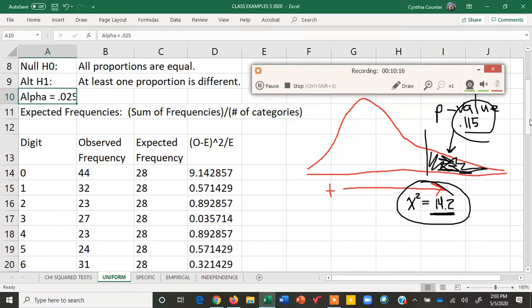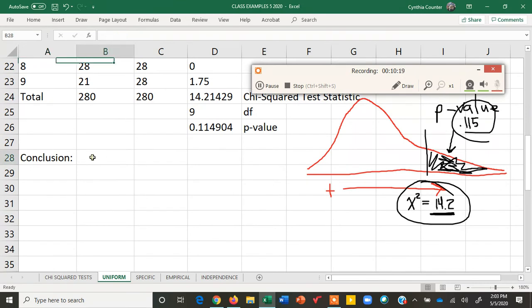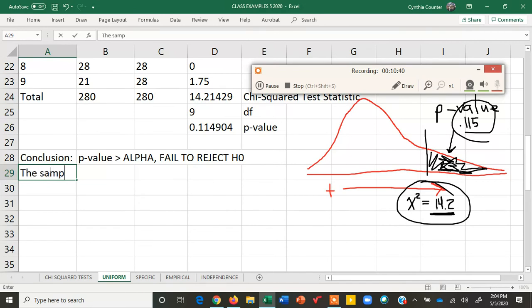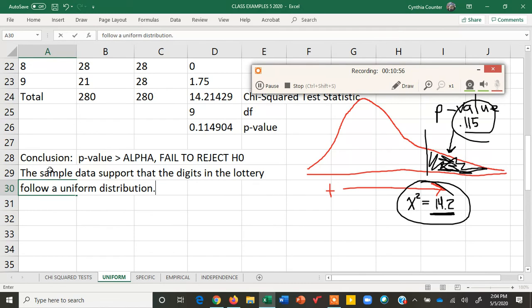So let's come back down here. In our conclusion, the first thing we want to note is the p-value is greater than our alpha of 0.025, so we fail to reject the null hypothesis. That means we are supporting the uniform distribution. So the sample data support that the digits in the lottery follow a uniform distribution, which is always what you want for random digits.